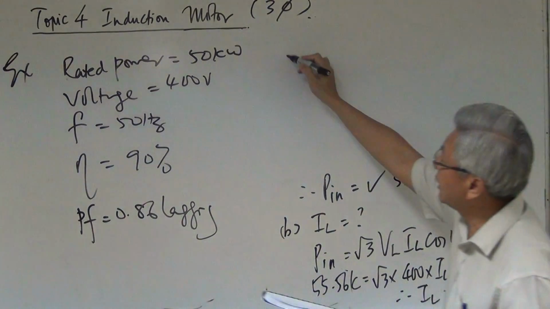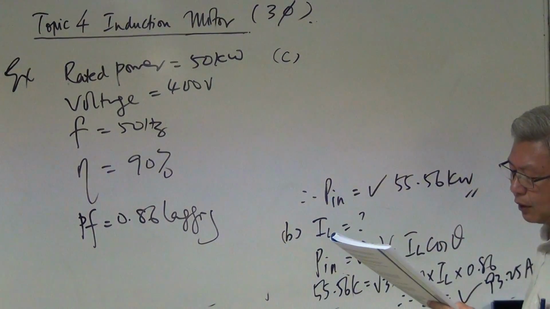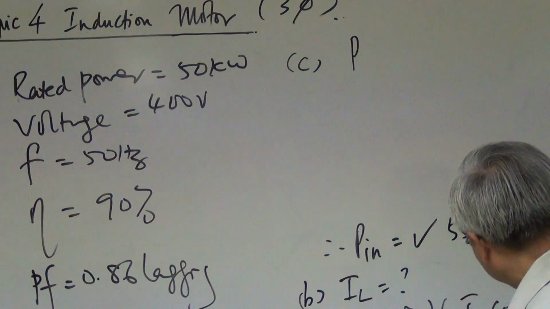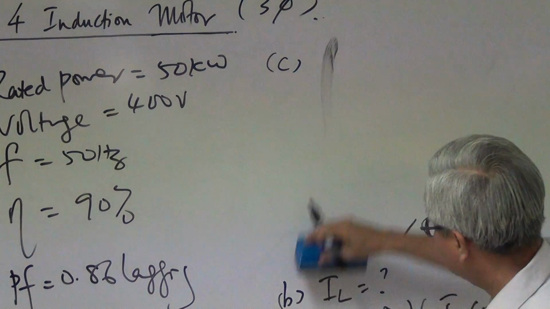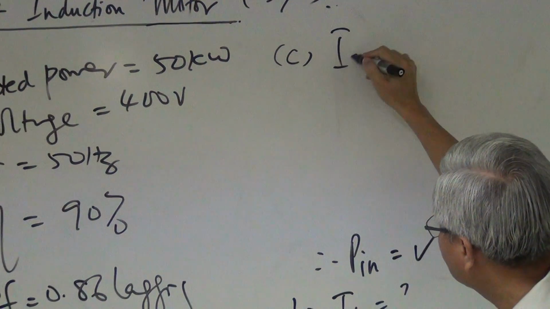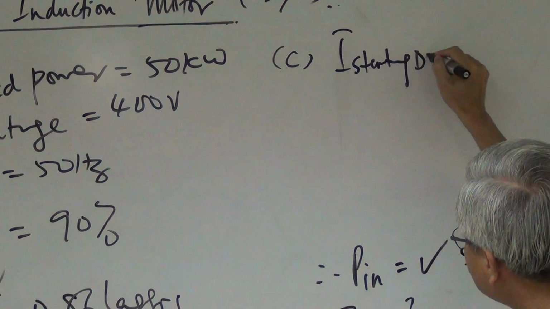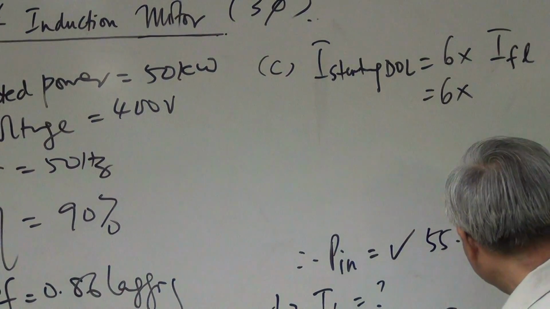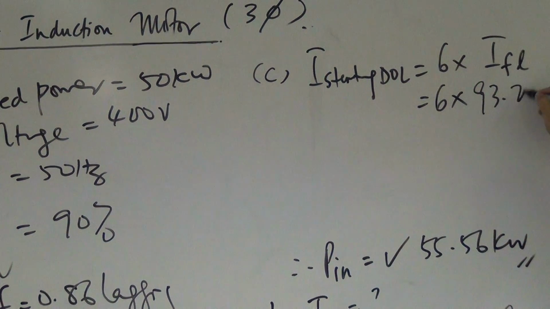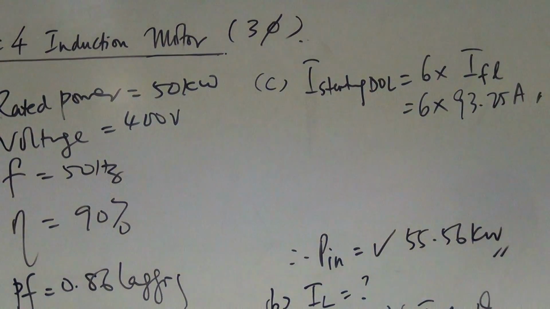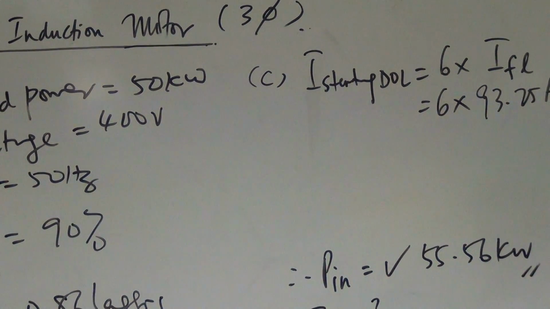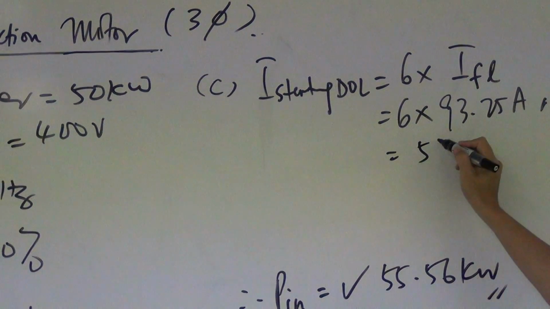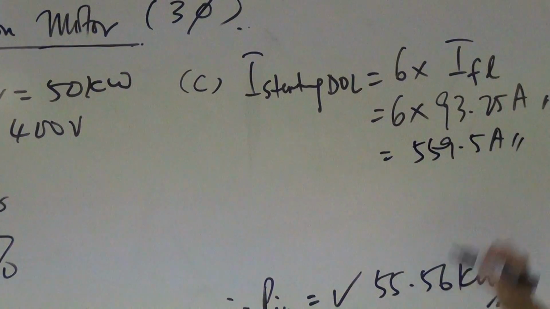Alright, part C. Part C says, if the starting current of the motor is 6 times the full load current, so you are told that the normal starting current is 6 times the full load current. That means 6 times 93.25 ampere. Calculate the starting current if a DOL starter is used. So that is equal to 559.5 ampere.